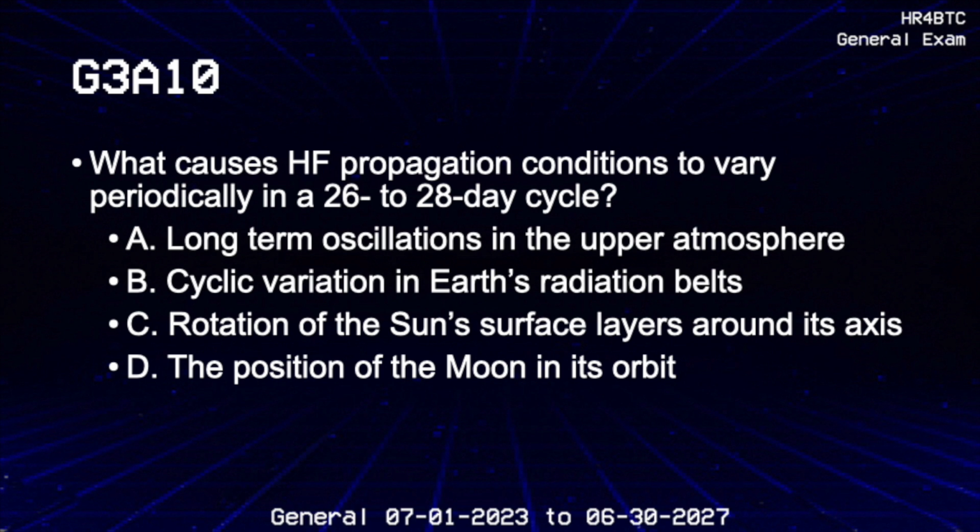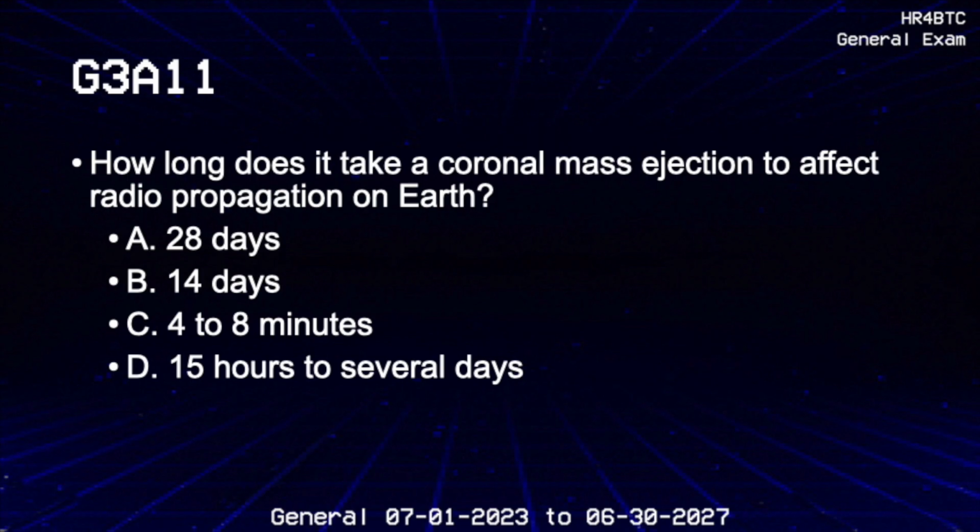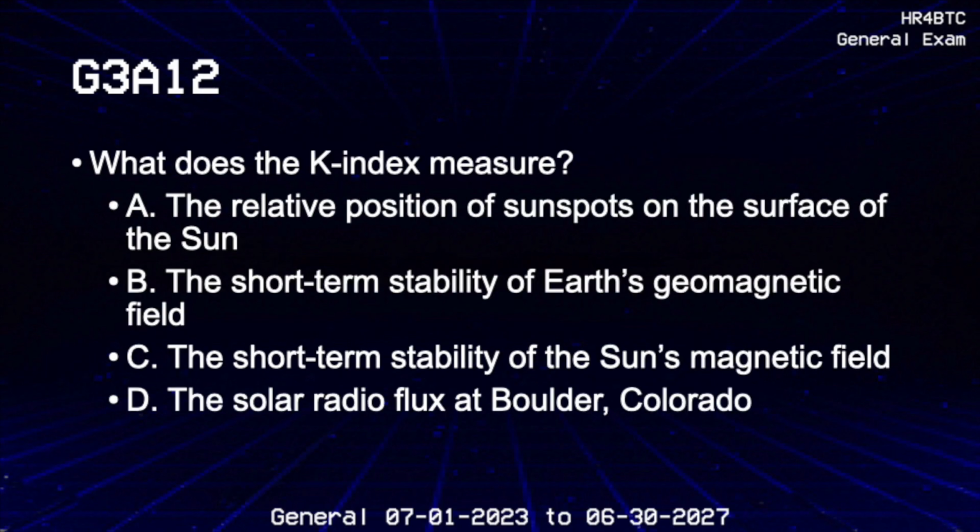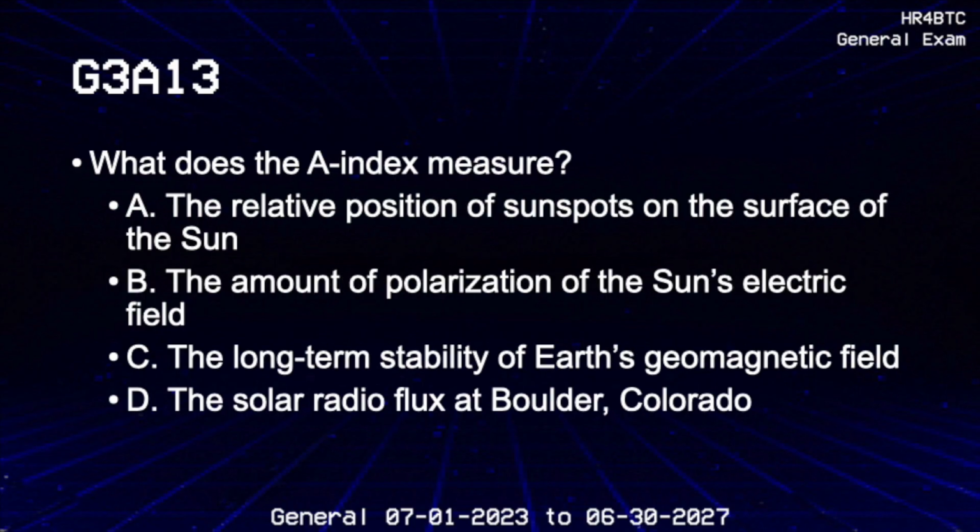What causes HF propagation conditions to vary periodically in a 26 to 28-day cycle? Rotation of the sun's surface layers around its axis. How long does it take a coronal mass ejection to affect radio propagation on Earth? 15 hours to several days. What does the K-index measure? The short-term stability of Earth's geomagnetic field. What does the A-index measure? The long-term stability of Earth's geomagnetic field.